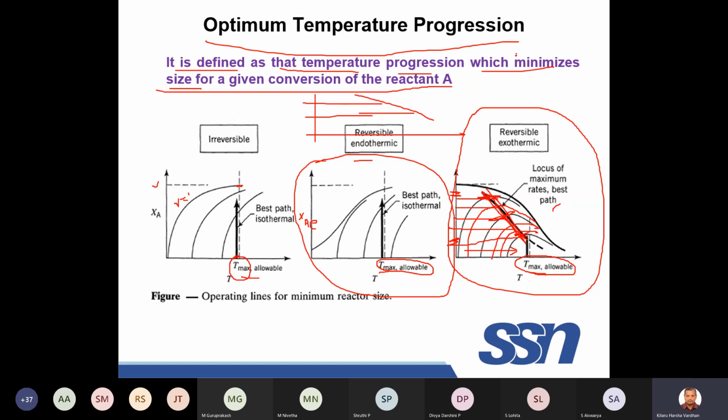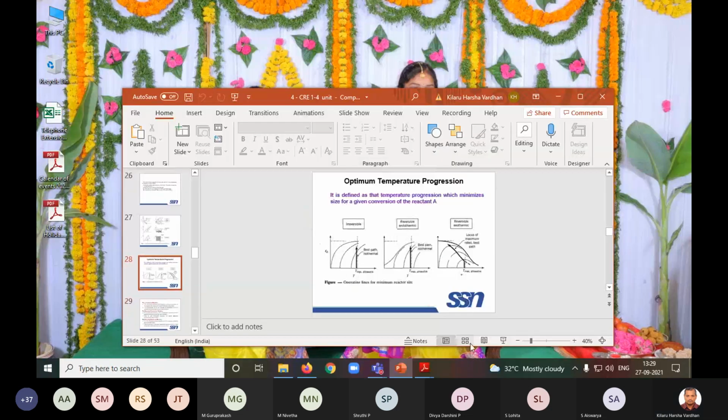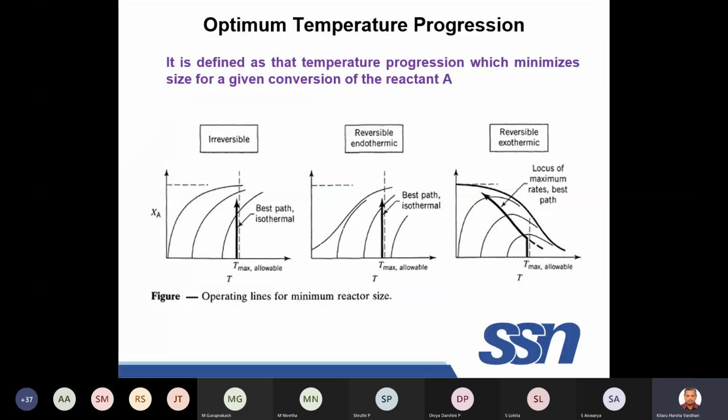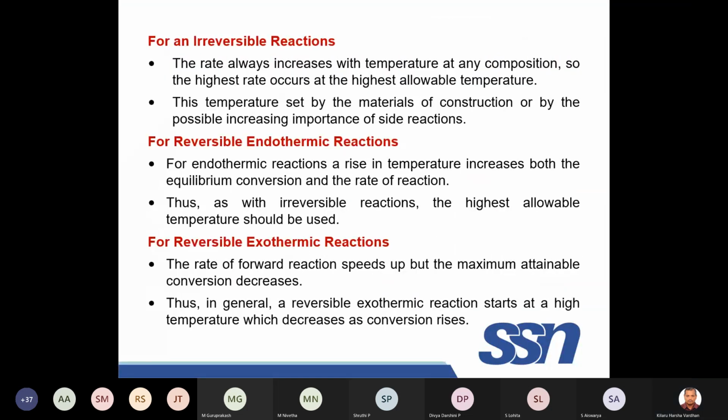So we need to calculate how this minimization of the size is being done. That I will show now. I'll just delete all this. That I will come back to again. Any doubt here?